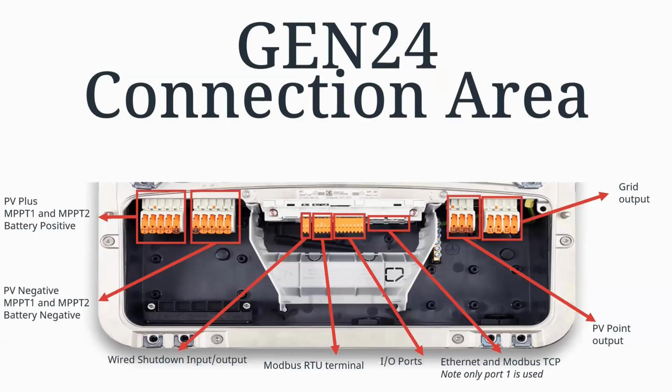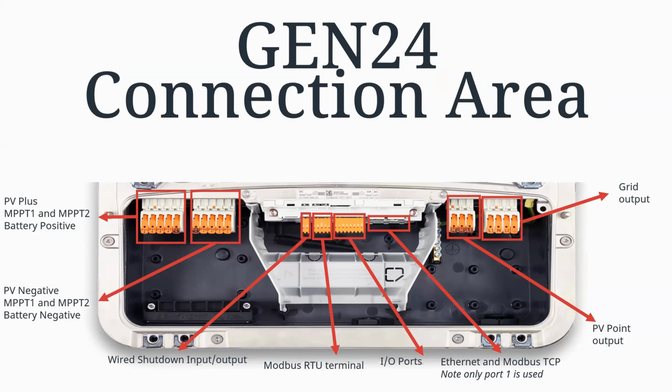Next, we can kind of show you a little bit about our connection area here. We have the PV plus and PV minus, of course. We have 2 maximum power point trackers within this inverter, and it can accept up to 4 strings. We have wired shutdown. This is made for emergency power. In the case that you have a grid outage and you need to shut the whole system down, you can utilize this wired shutdown switch. We have an accessory that we sell that goes along with this.